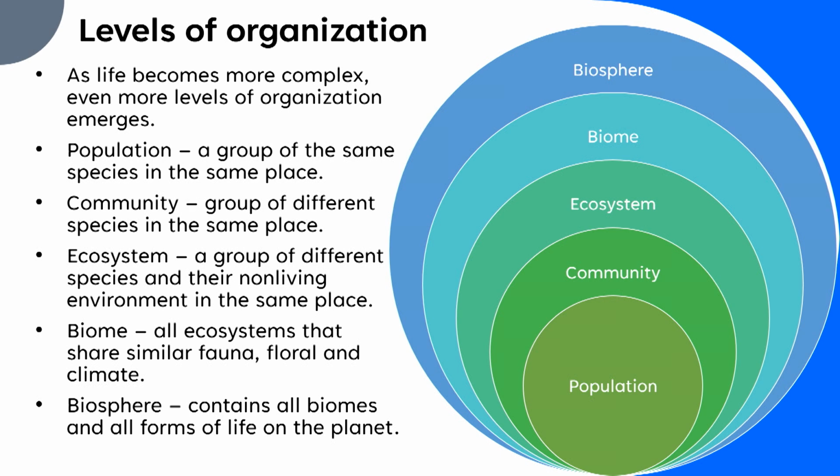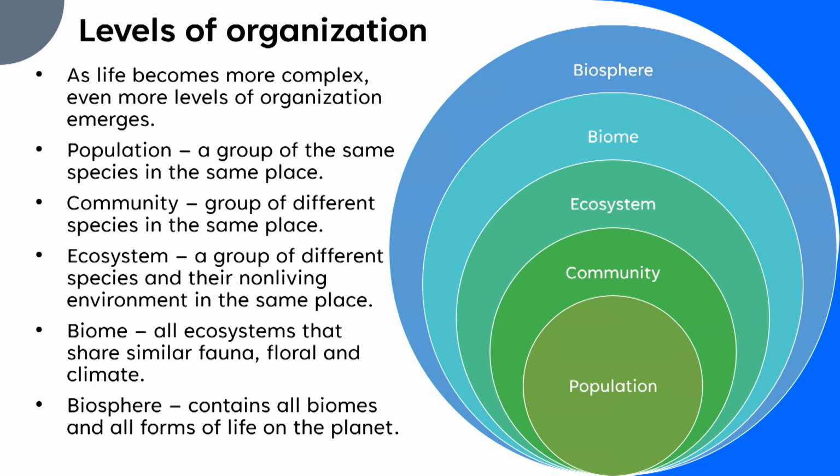The next level above community is an ecosystem. An ecosystem is a group of different species and their non-living environment in the same place. So when we're talking about an ecosystem, we might be talking about the pride of lions, the herd of antelope, the water and the rocks that also make up their environment. All of that would be an ecosystem, okay?